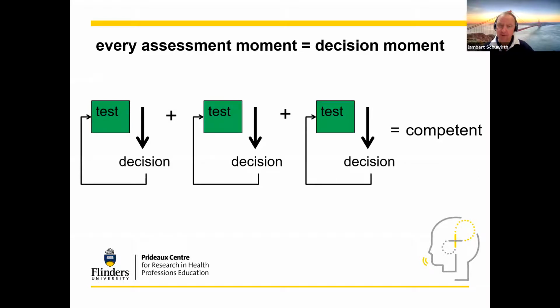So in programmatic assessment, not every assessment moment is a decision moment. This is your standard curriculum. You've got a module, there is a test. At the end of the test, there is a decision, pass, fail. If you fail, you either have to redo the test, or if you fail multiple times, you probably have to redo the module. If you pass the test, you go on to the next module and the next test, and the same procedure happens over and over again. So basically you end up with yes, no, or pass, fail, pass, fail, pass, fail.